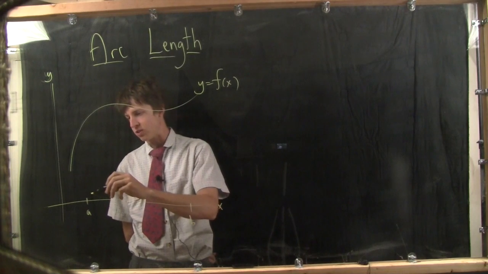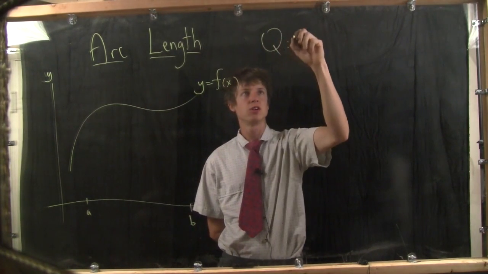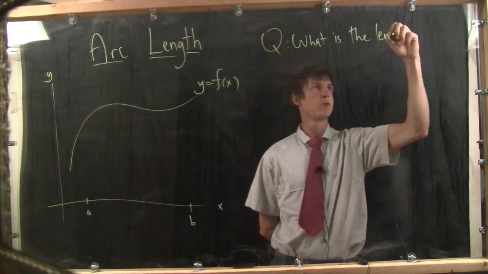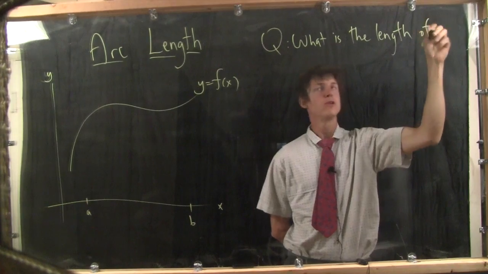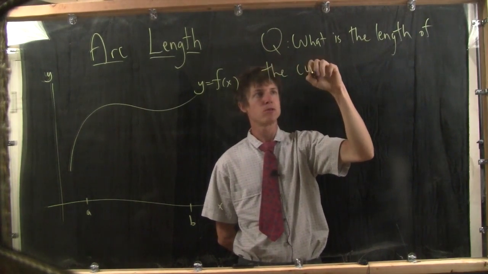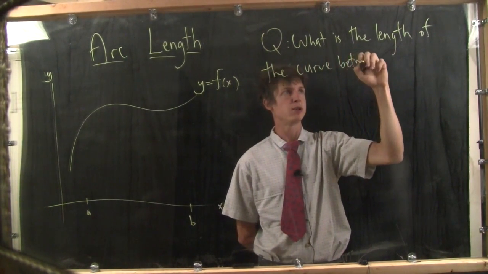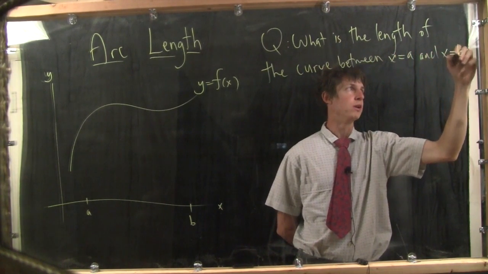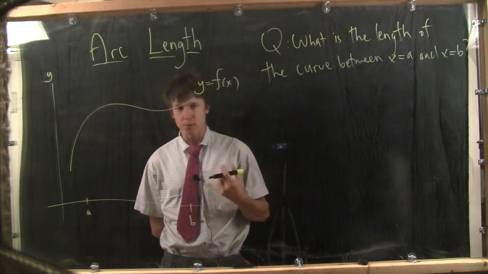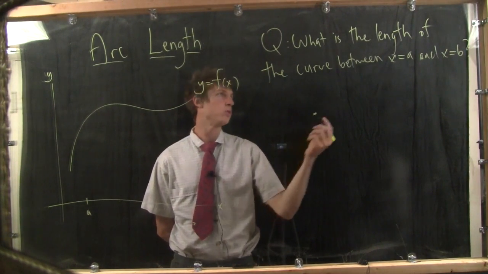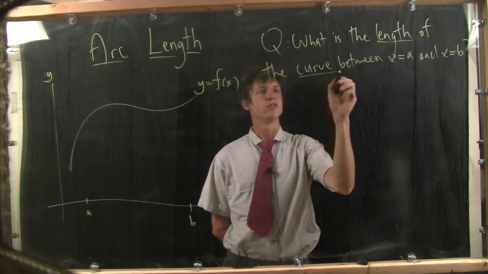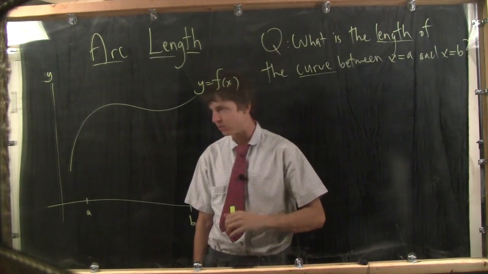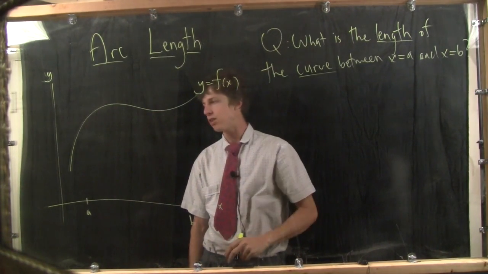Here's a question I want to ask. What is the length of the curve between x equals a and x equals b? Before you can even answer this, you have to talk about what we mean by length of the curve. For a straight line, it's really easy to tell what the length is. So what would we mean by length of this curve?